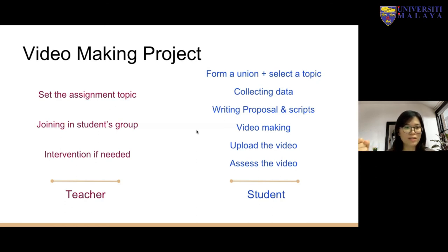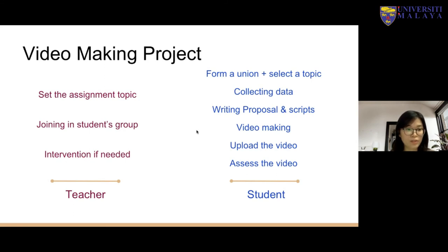So the students have to first form their union by looking for another three members. They will choose the topic they like, then they will collect the data. They will plan what and how they are going to present their video by drafting a proposal and script. We did ask for the proposal as well.